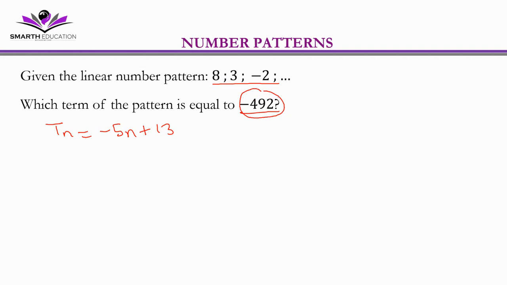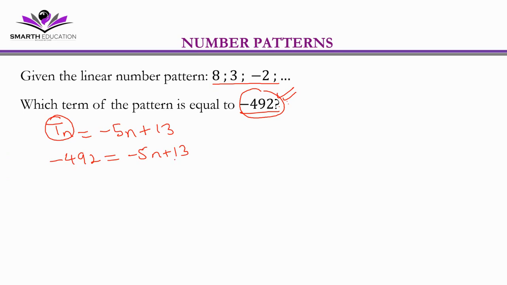So this is a term in the pattern, and we want to find out its term number. Is term number what? So this is our Tn. So we replace Tn with negative 492. Negative 492 is equal to negative 5n plus 13.